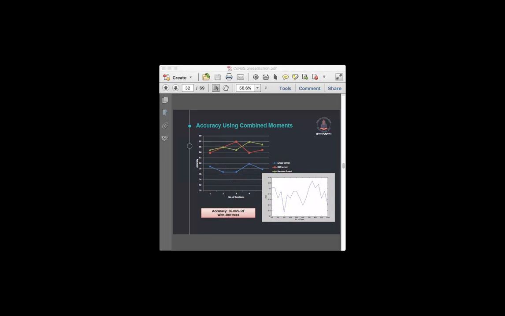Here you can see another statistic. It's too small, you cannot see. Let's move to the next.